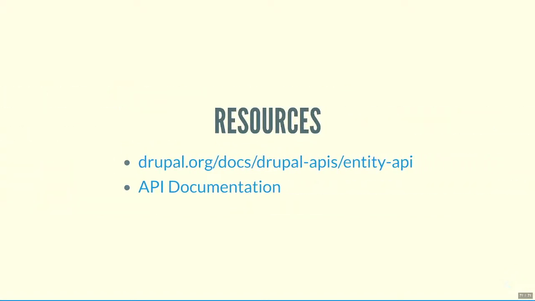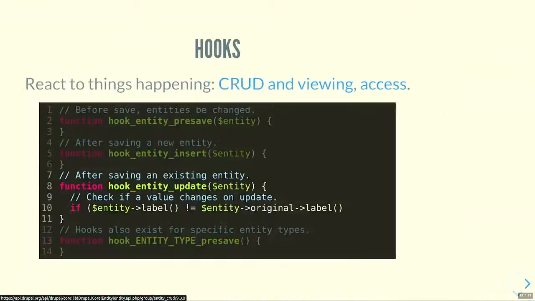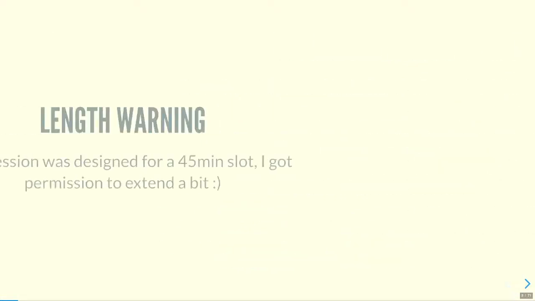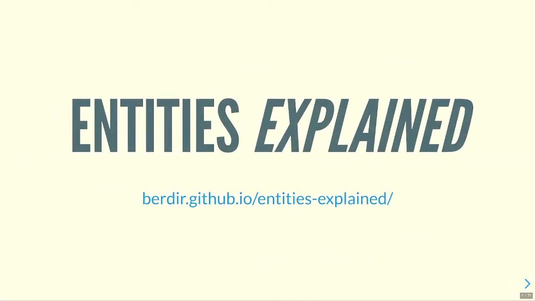That's basically it. You can find more information about the Entity API on the drupal.org docs and API documentation. Many slides also have direct links to specific topics. If you want to know more about a certain element, then you can look it up there. Okay. And then going back to the first slide, there's the link.